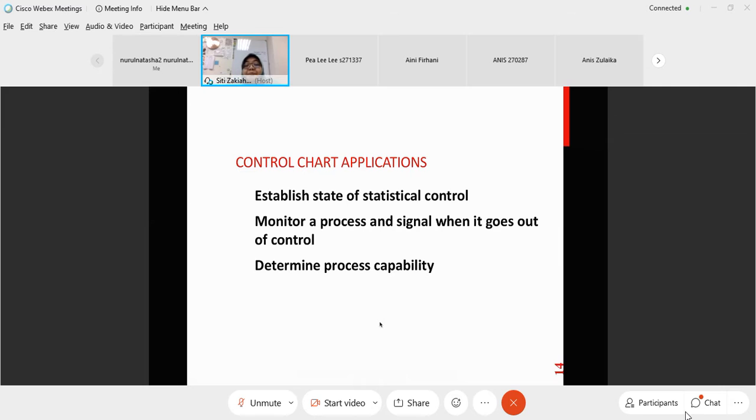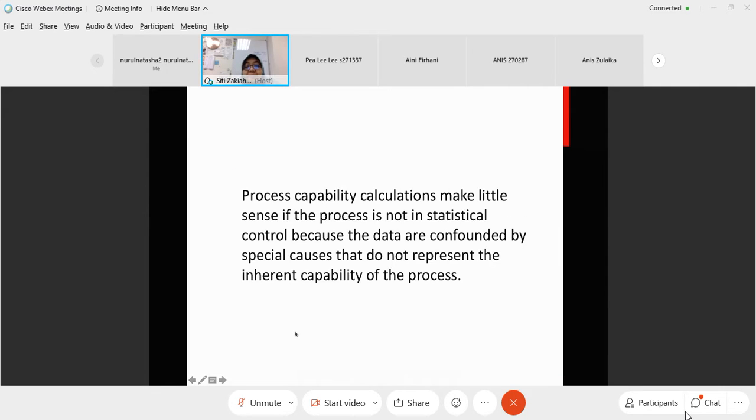Kenapa kita tak guna control chart? Process capability calculation make little sense if the process is not statistically controlled. Because the data are confounded by special causes that do not represent the inherent capability of the process. Sebelum kita cari process capability, kita kena make sure that dia ni kena in control. That means kita dah dapat mengurangkan atau menghilangkan non-random variation. Right?